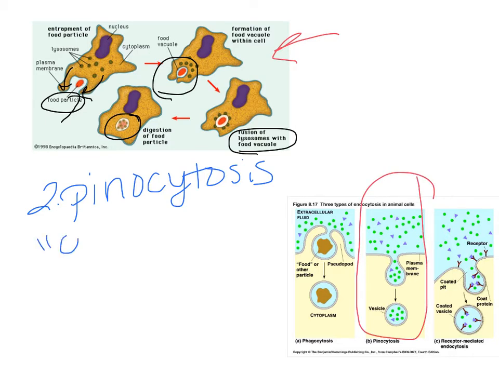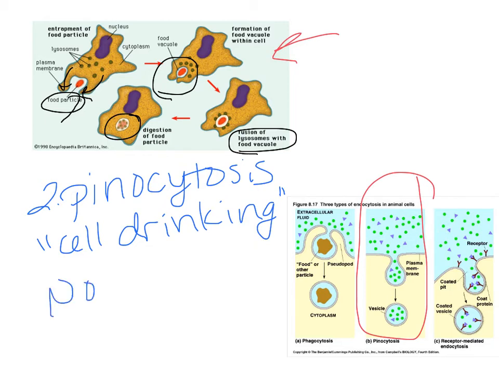This is sometimes called cell drinking. The last one was cell eating. This is not as specific as phagocytosis can be. Remember, phagocytosis is looking for a particular piece of food, a particular foreign particle. Your white blood cells in your body are looking for something that's invading.